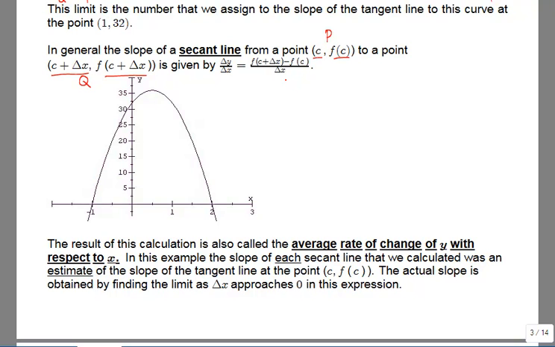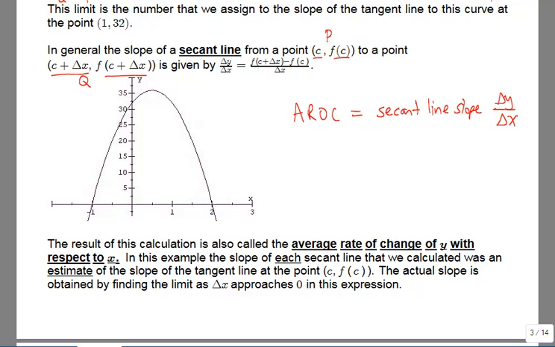And that also has another name. It's called the average rate of change of y with respect to x. So the average rate of change is just this secant line slope. Okay, those change in y's over those change in x's.